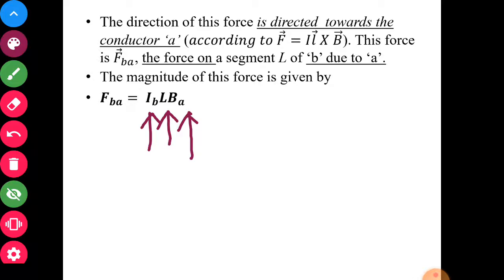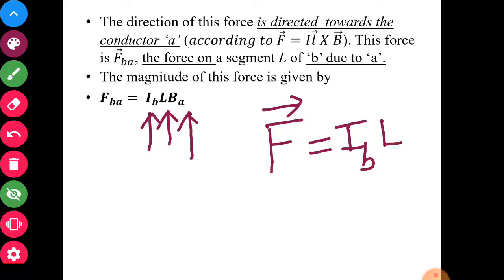If you want to find force, then we have to take the current of the conductor on which the force is acting. That is why we have taken I_B. Then the length of conductor L and the magnetic field of current carrying conductor A. So we have taken this formula this way.